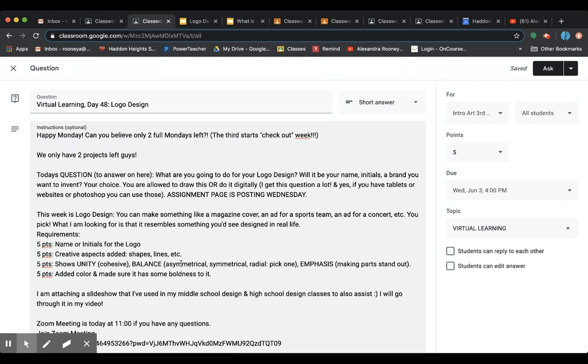Balance, think about it like I did with the mandalas. Is it asymmetrical, where both sides of your logo don't match? Is it symmetrical, where both sides do match? Or radial, are you doing a circle and putting a pattern within it with your name or initials? And then emphasis, on making your part stand out. Is there something bold to make it stand out? You also need to add some sort of color and make sure it has boldness to it.